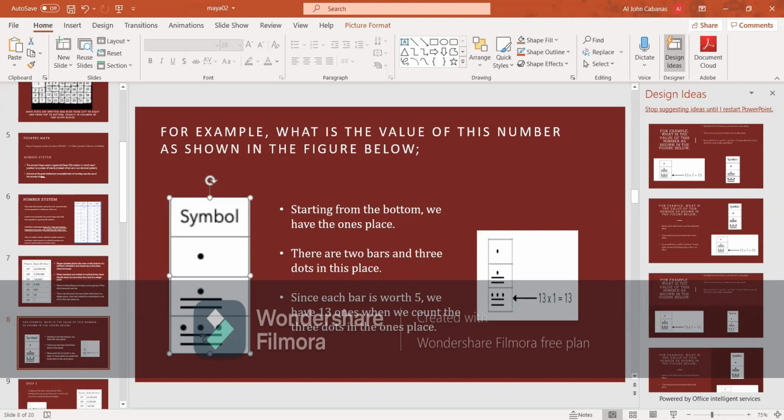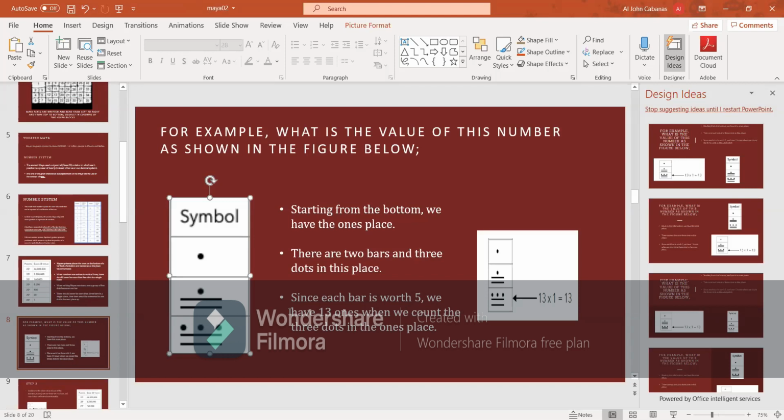So ilan dito ang makikita nating bars and dots. So we have 2 dots and we have 2 bars and then 3 dots. Okay, ang sabi natin kanina, equivalent sa 5 ang isang bar. So that's 5 plus 5, then 10. And then sabi kanina, ang isang dot is equivalent to 1. So 1, 2, 3. So that's 10 plus 3, that's 13.